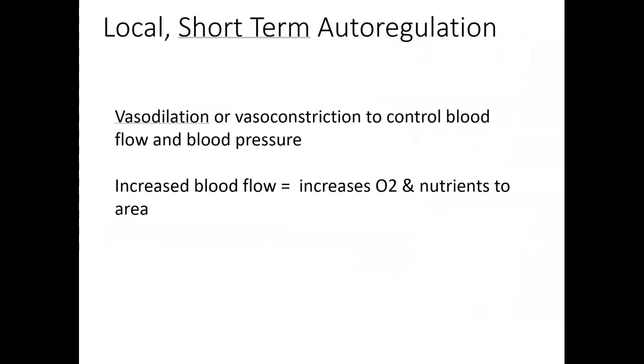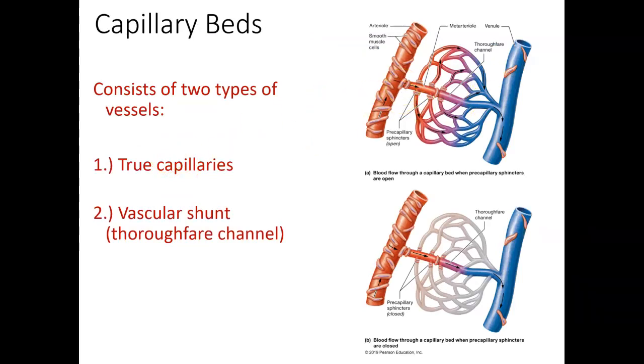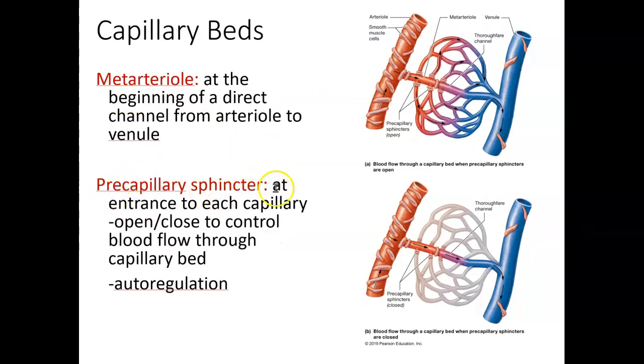So I mentioned this was called autoregulation. So autoregulation means that you don't have to consciously control it. It's going to occur automatically. And so what we're looking at is basically the vasodilation or vasoconstriction to control blood flow and blood pressure. So there's two things that we're looking at for this. So one, we're looking at that precapillary sphincter. Is it going to be open or closed? And number two, remember, we can also vasodilate or vasoconstrict the entire arteriole to the area.